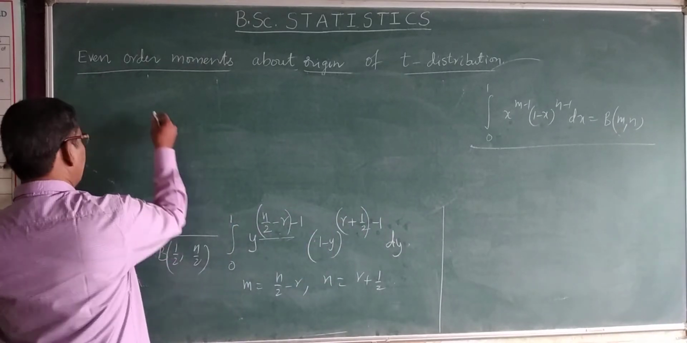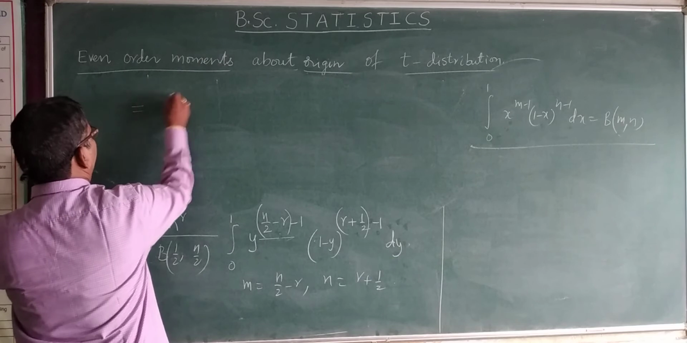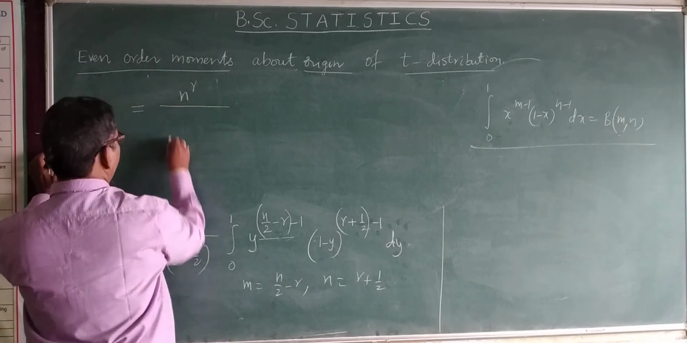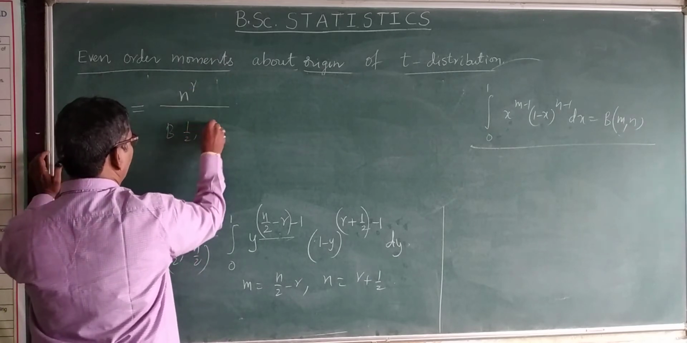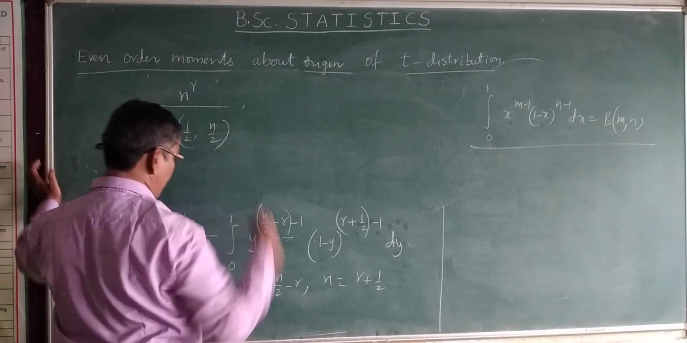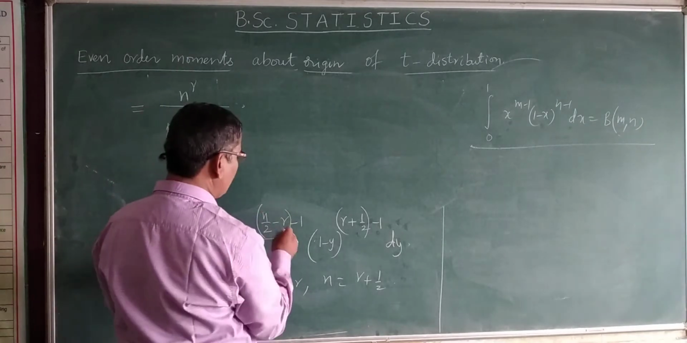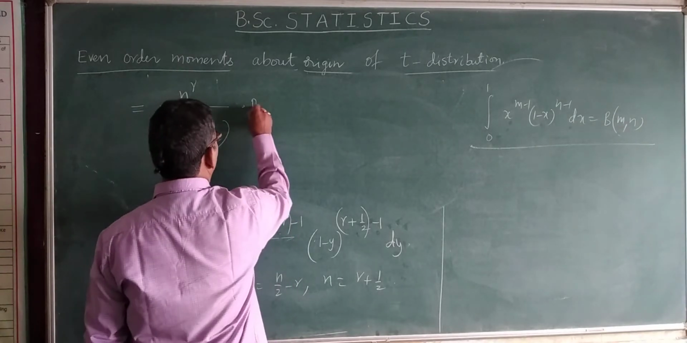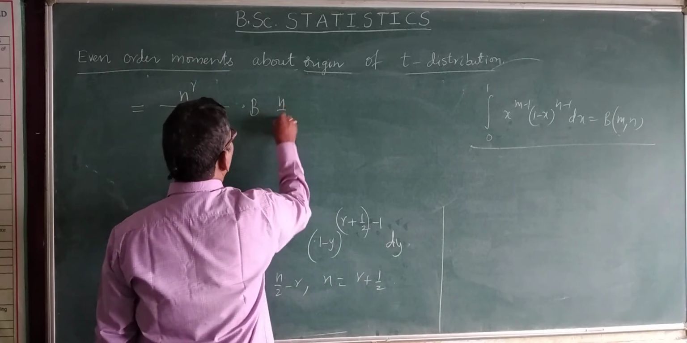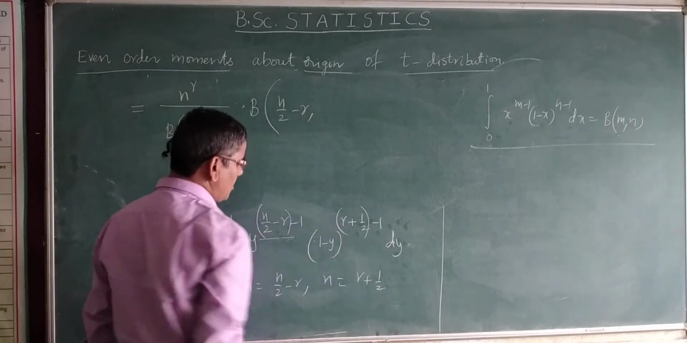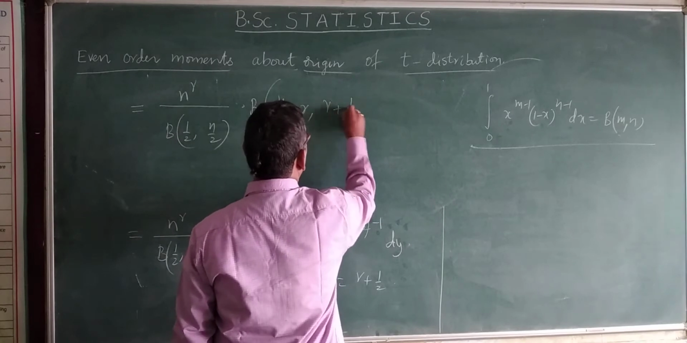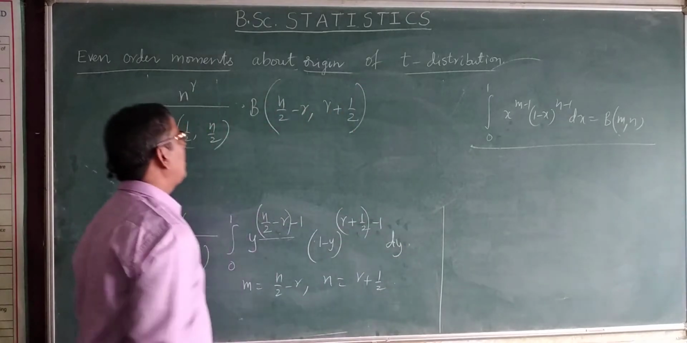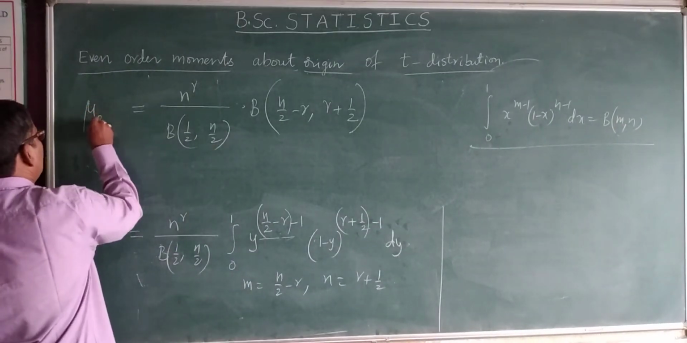This is the derivation and the simplification, solving the integration with the help of the beta integral of first kind. Therefore it is n power r divided by beta of 1 by 2, n by 2, multiplied by this value, which is now beta mn, that is beta of n by 2 minus r, the first parameter, and r plus 1 by 2, the second parameter. This is the value, of course this is mu 2r dash.